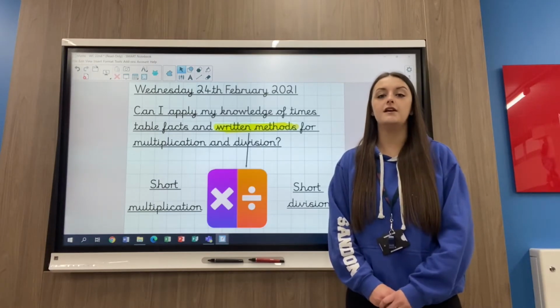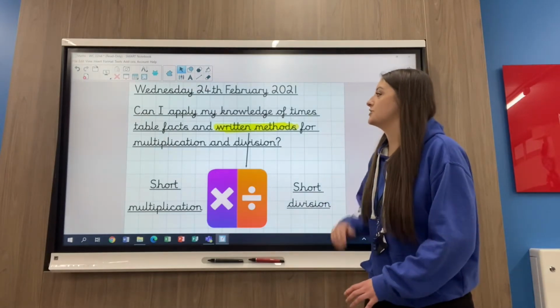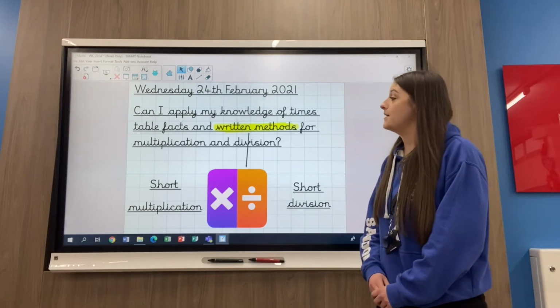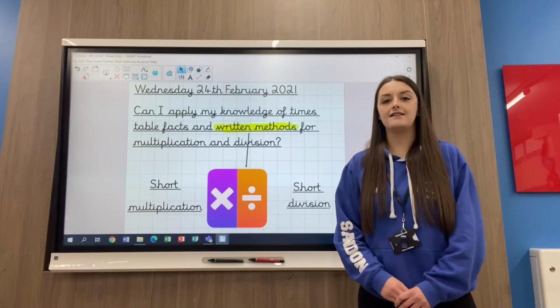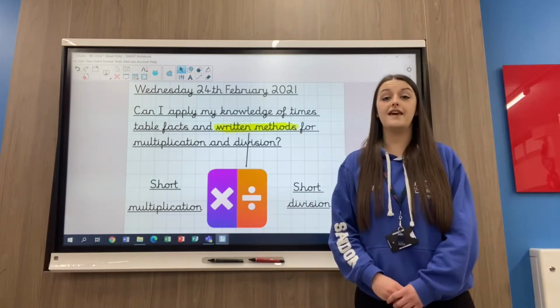So hopefully you've just completed my warm-up challenge in your purple books. I can't wait to see all the different number sentences you come up with. So our learning question for today is, can I apply my knowledge of times table facts and written methods for multiplication and division?